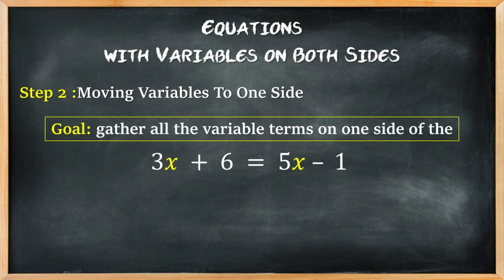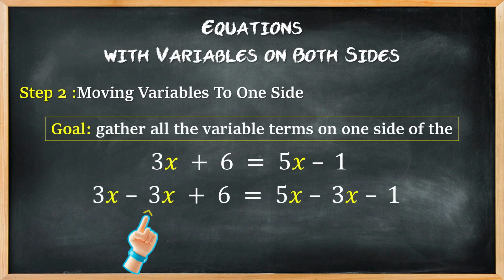We need to move one of these terms to gather all variables together. We can choose to move either variable term. In this case, let's move the 3x term from the left side. To eliminate 3x from the left, we subtract 3x from both sides of the equation. Remember, whatever we do to one side of the equation, we must do to the other side to maintain balance.